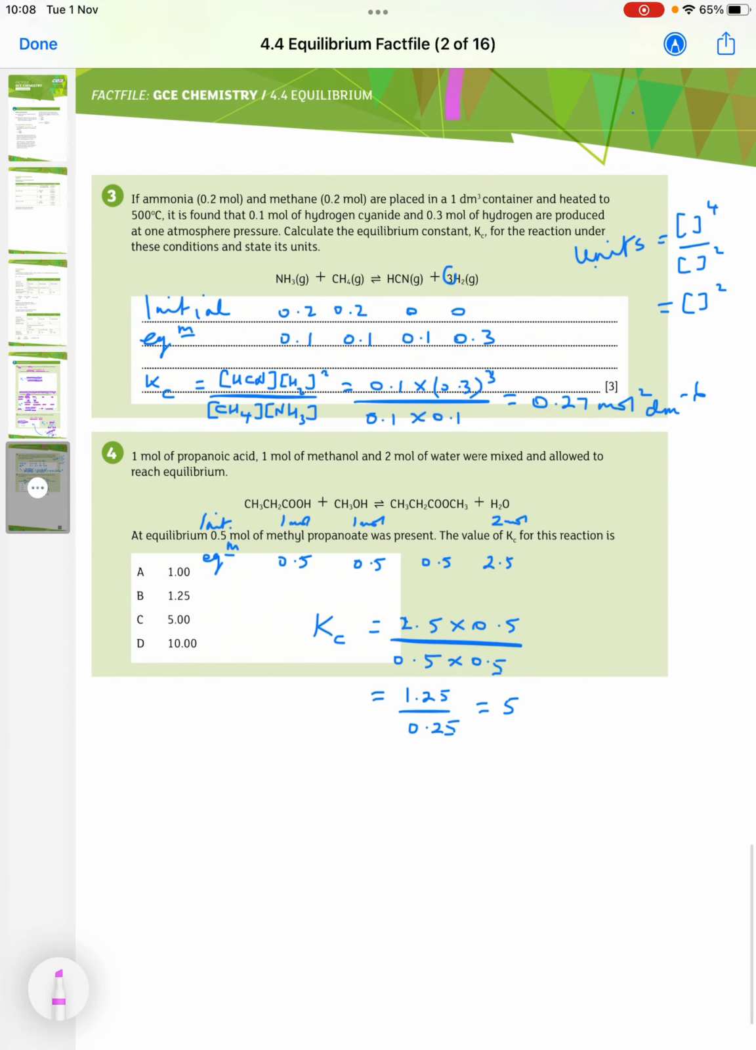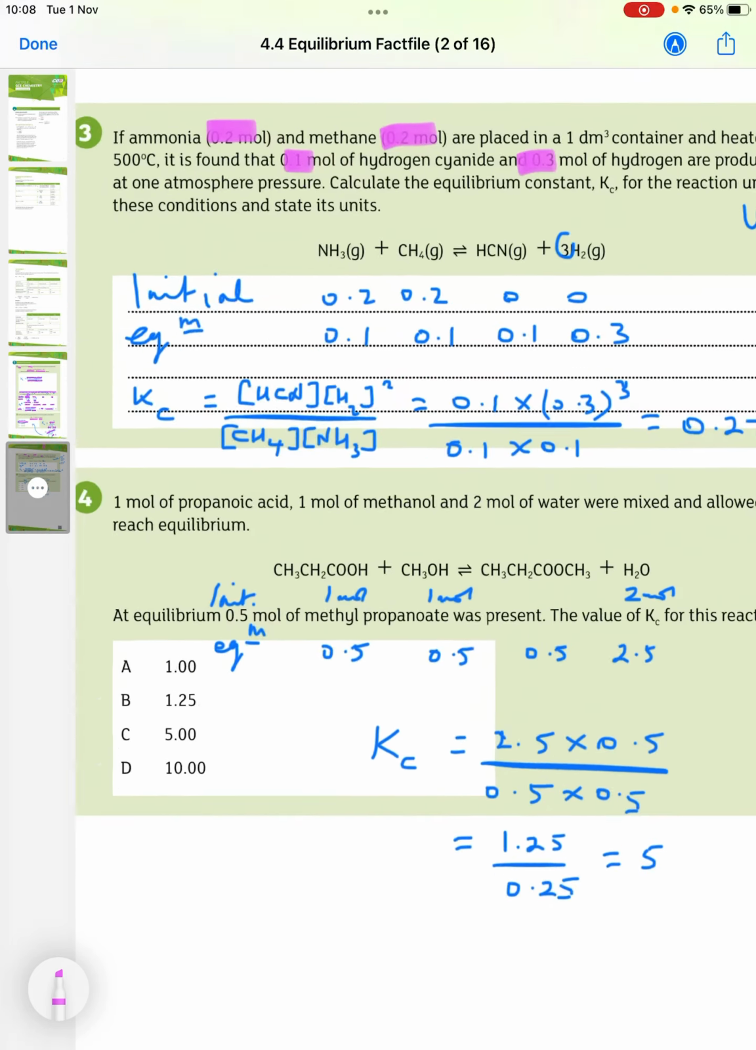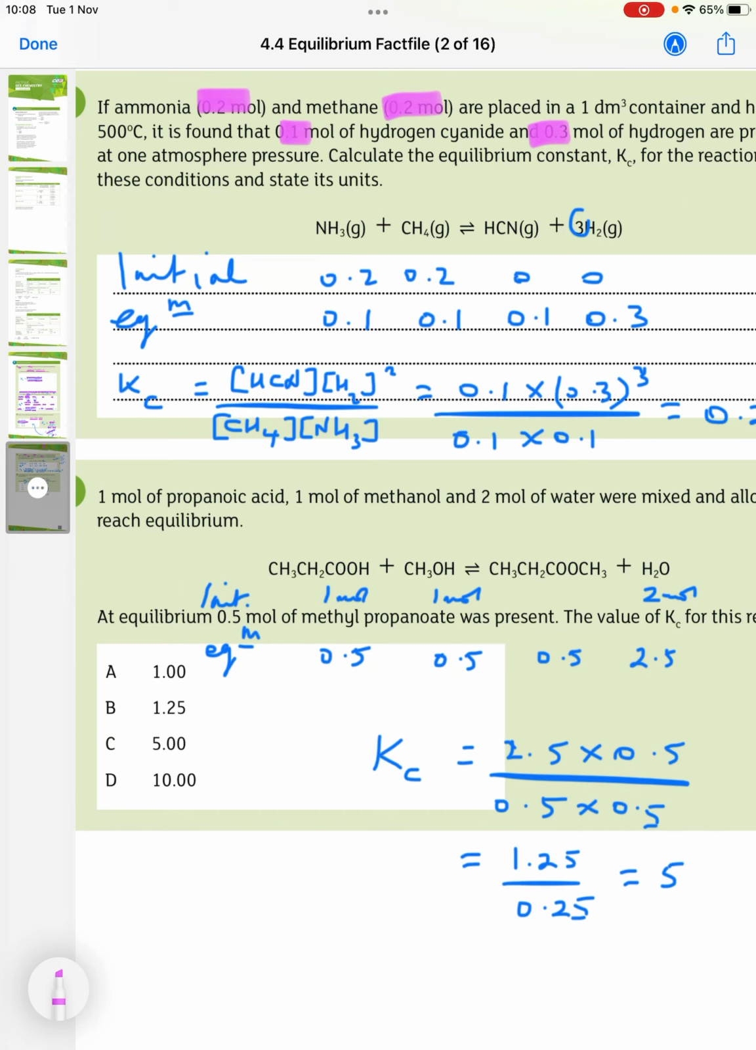Number 3, this one looks hard, but it's actually pretty easy. So if ammonia and methane are placed in a 1 dm cubed container and heated to 500 degrees, it's found that 0.1 moles of hydrogen cyanide and 0.3 moles of hydrogen are produced at 1 atmosphere pressure. So we're told 0.2 of ammonia and 0.2 of methane initially, and then 0.1 and 0.3 at equilibrium. Calculate the equilibrium constant Kc for the reaction under these conditions and state its units.